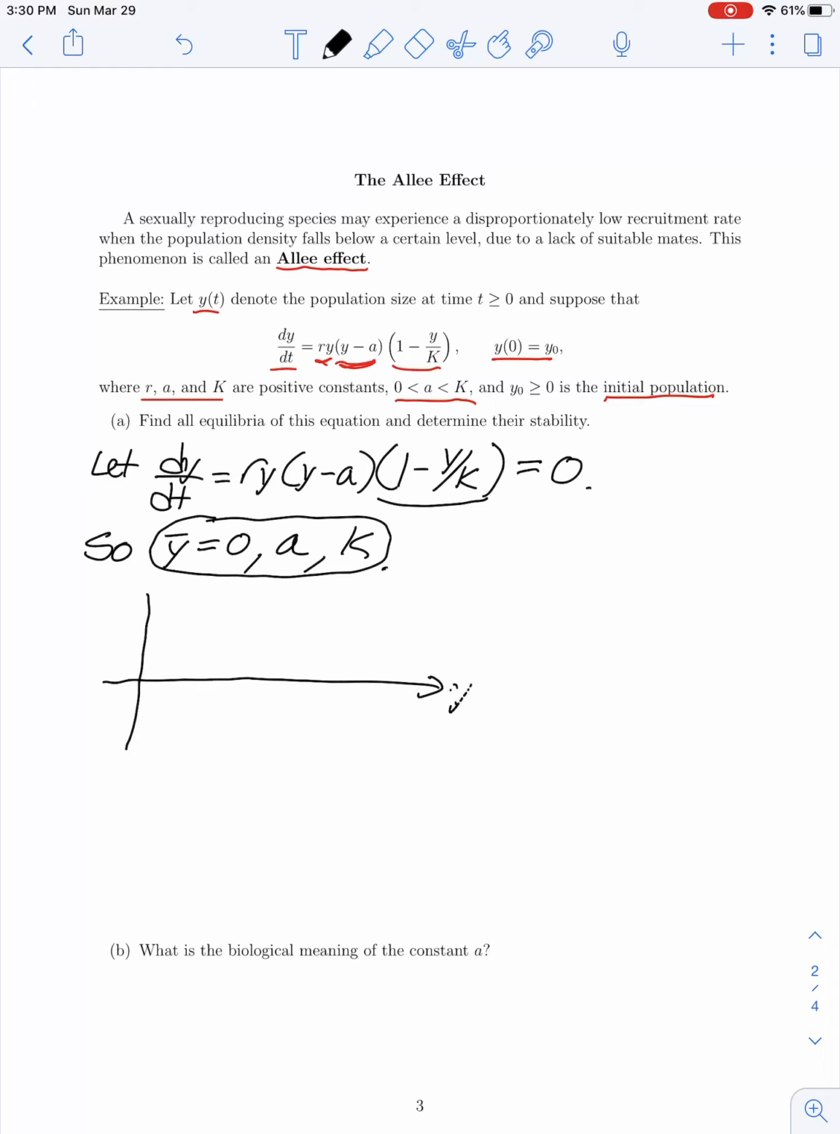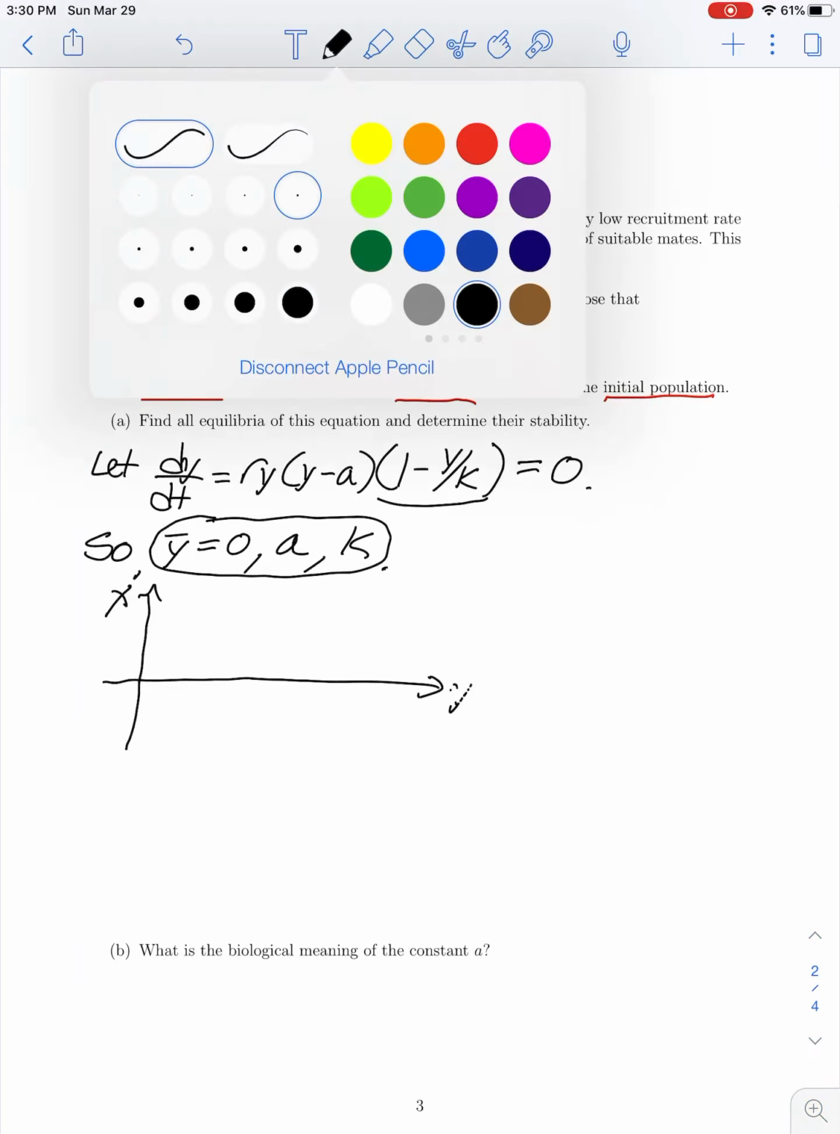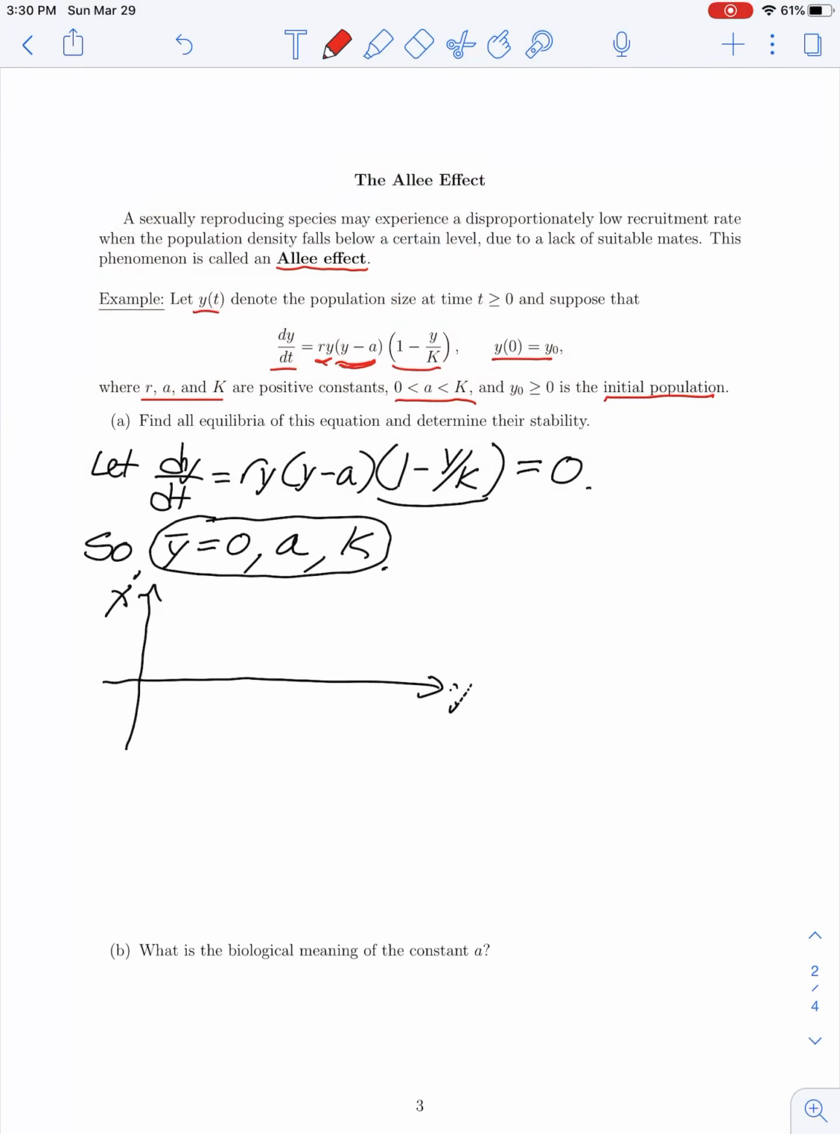So for stability, we can make use of our graphical approach, where we would plot the derivative of our function as a function of y itself. And here we find that there were 3 equilibrium solutions. Those are our horizontal intercepts at 0, a, and k. And we're interested in where our derivative is positive or negative within these intervals.